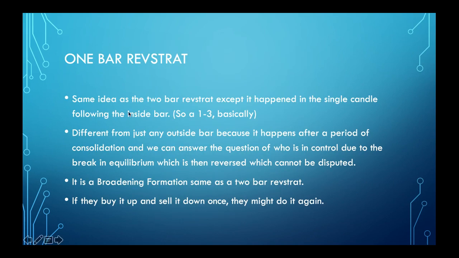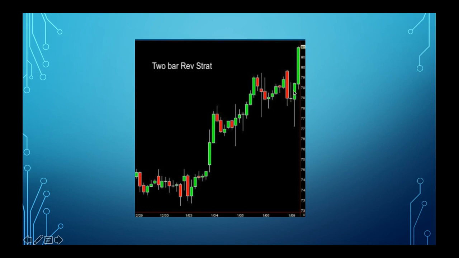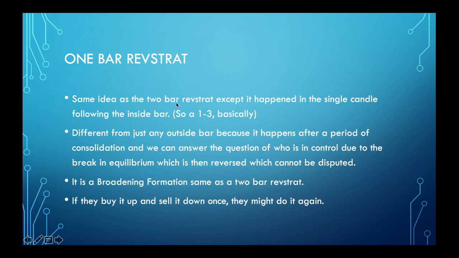They're struggling for control. A one-bar rev strat is the same idea as a two-bar rev strat, except it happens as if these two bars were one bar all by themselves. If this happened faster than it did here, then you'd have a one-bar rev strat. So it can happen in the single candle following an inside bar. Basically, it's a one followed by a three.